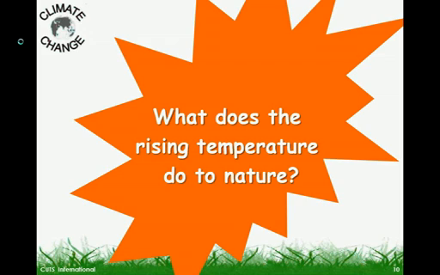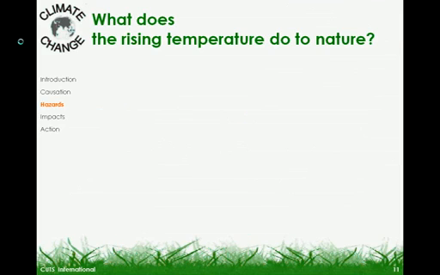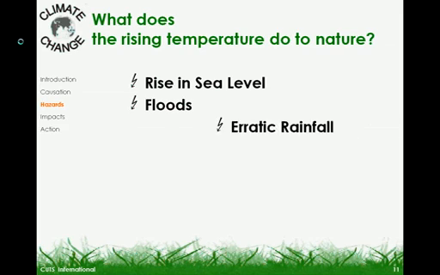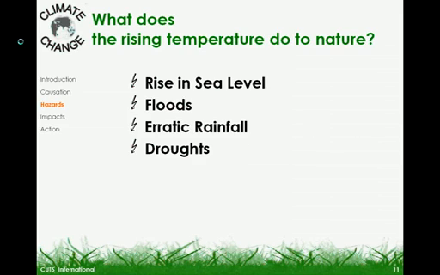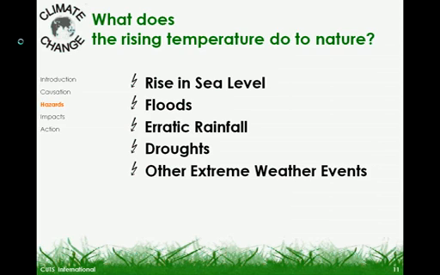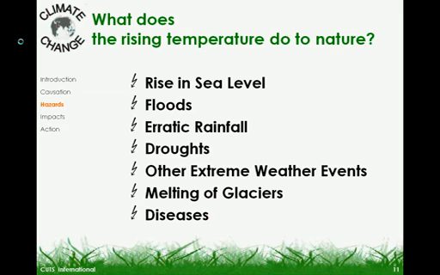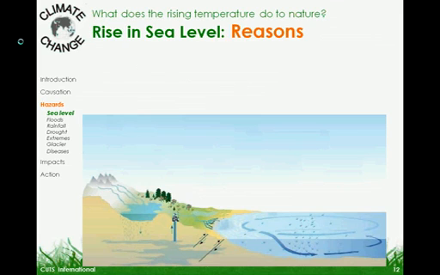What does the rising temperature do to nature? The increasing temperature impacts on rise in sea level, floods, erratic rainfall, droughts, extreme weather events, melting of glaciers, disease. Why does the sea level rise?